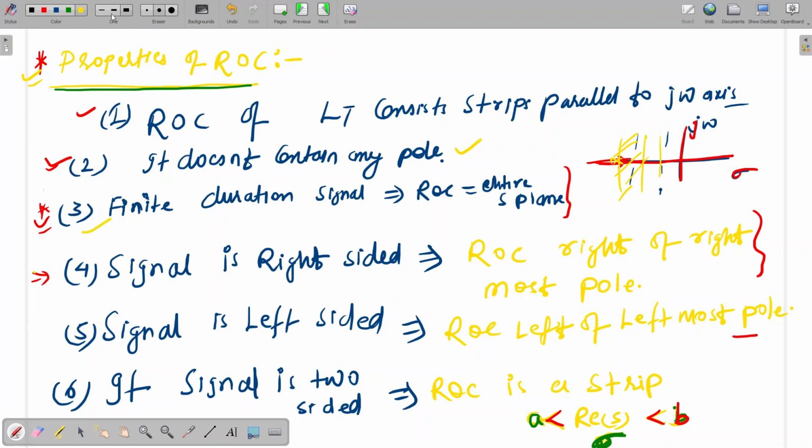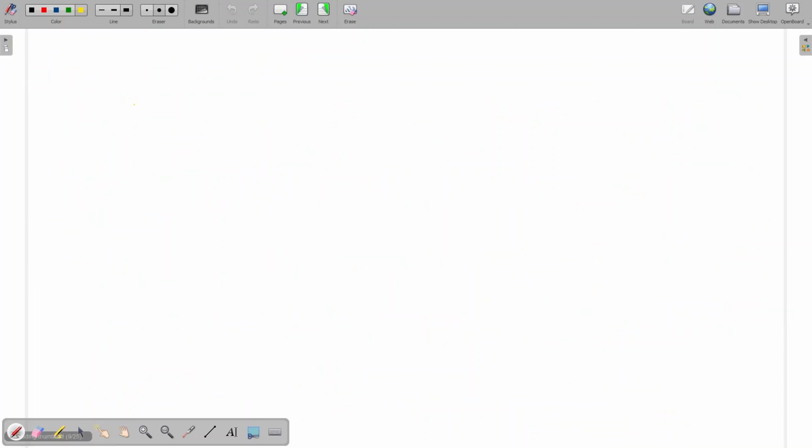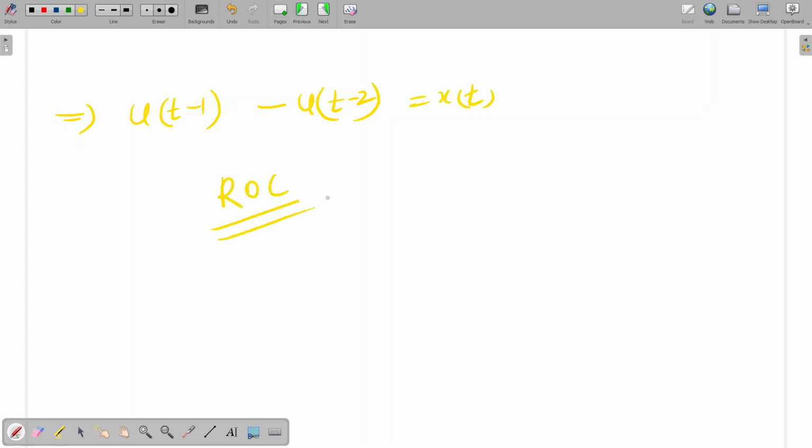So I want to give one question based on this. Let's say u of t minus 1, minus u of t minus 2. Let's say this is x of t. What should be the ROC of this one? Can anyone tell?